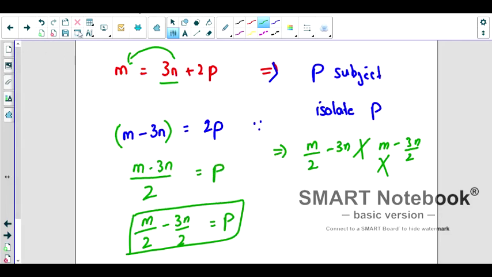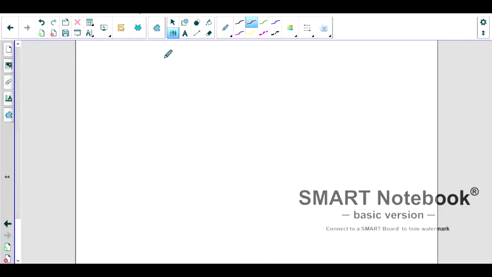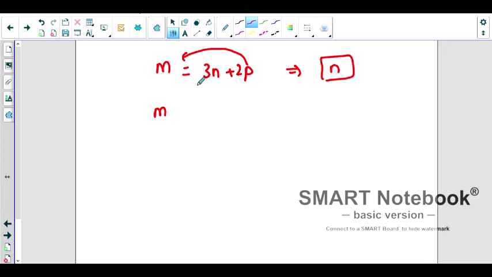Same question, and you want to make n the subject: m equals 3n plus 2p. Now if we want to make n the subject, like we want to find the value of n, we will isolate n now. So how can we do that? This time we have to shift this term, 2p. We shift it, and it becomes m minus 2p equals 3n. Now 3 is extra, take it to the other side. It is multiplying, so it will divide. So we get m minus 2p over 3 equals n. This is our answer.